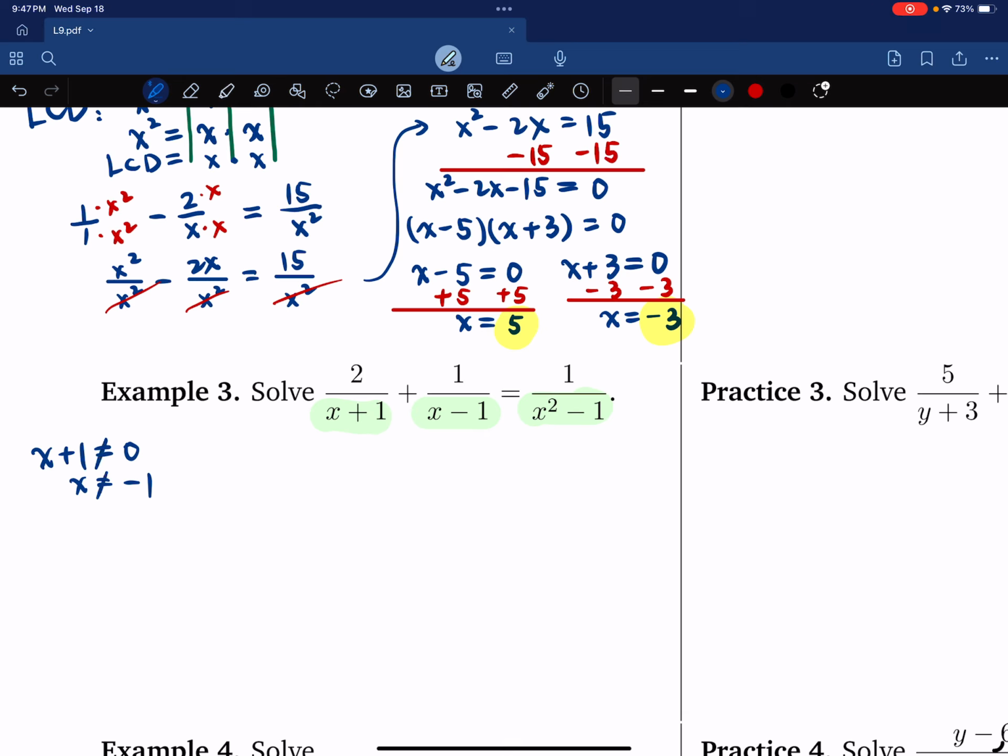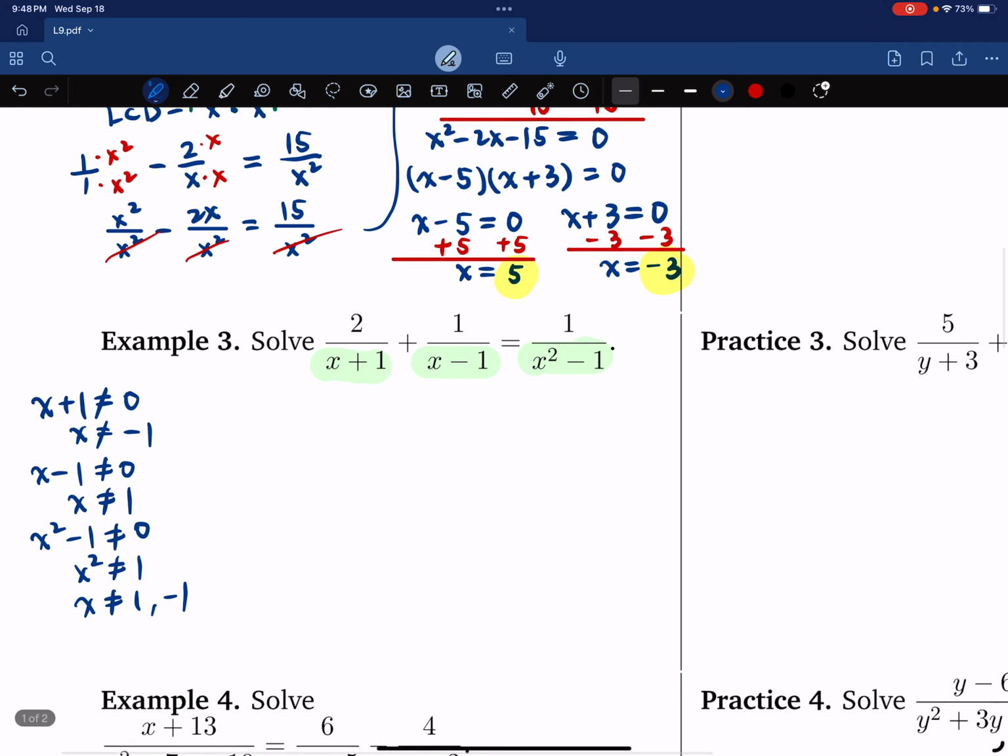That's the first restriction. Second one is x minus 1, and we know that cannot be 0. If I add 1 on both sides, I obtain that x cannot be 1. And then the last one is x squared minus 1 cannot be 0. If I move the negative 1 to the other side, I will get x squared cannot be 1. In the future, we will talk about how we solve this, but now you could just use trial and error. You should see that x cannot be 1 or negative 1, because if you square 1, you get 1, and if you square negative 1, you also get 1.